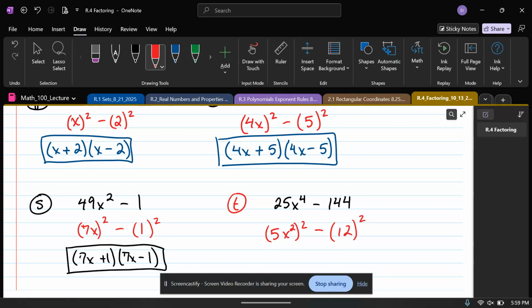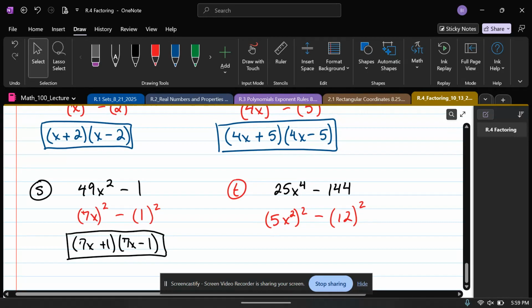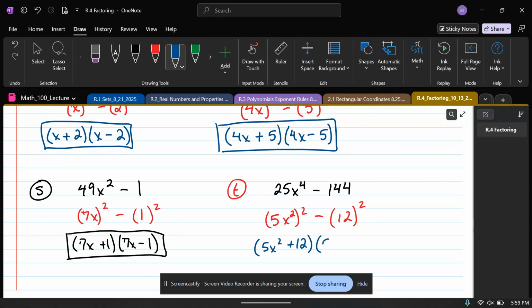So now I've got my pieces for my factors. 5x squared in the front, one's a plus 12. 5x squared in the front, one's a minus 12. Using those to help us along the way there.